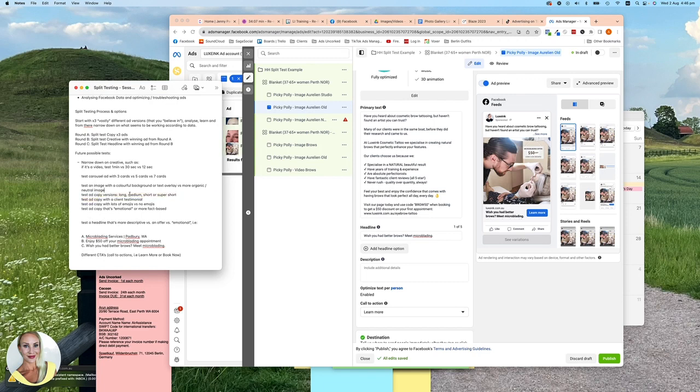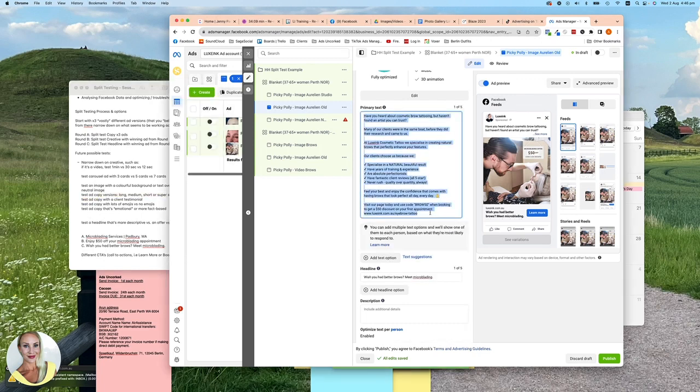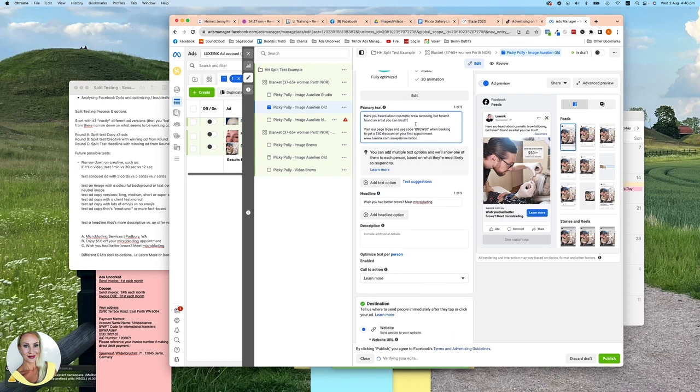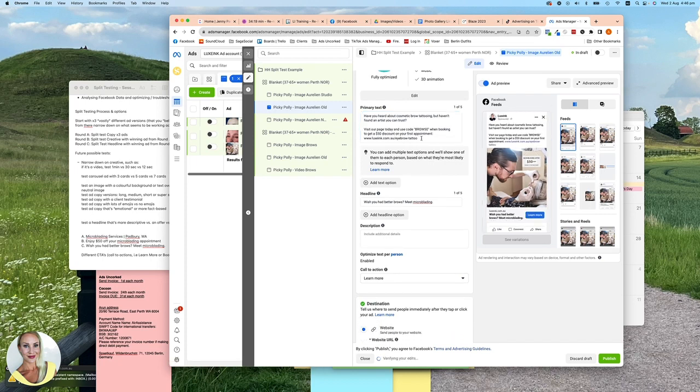You can test ad copy versions. So this could be our long version. Then you could test a medium version, just shorten it. And then you can test a short version or super short version.